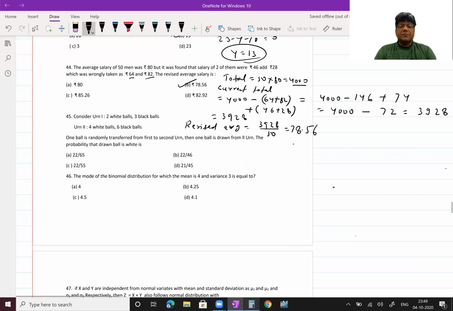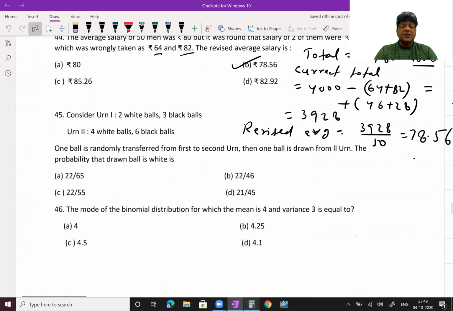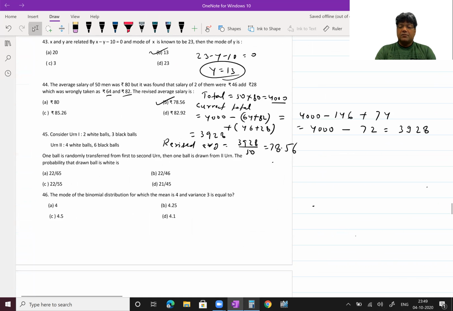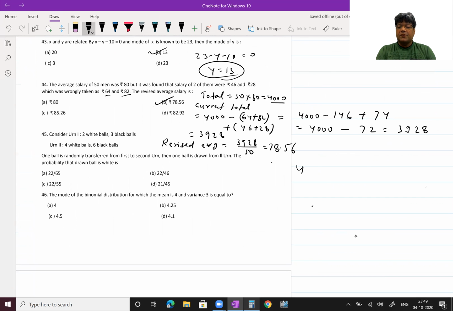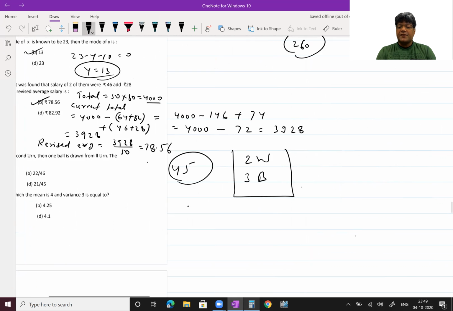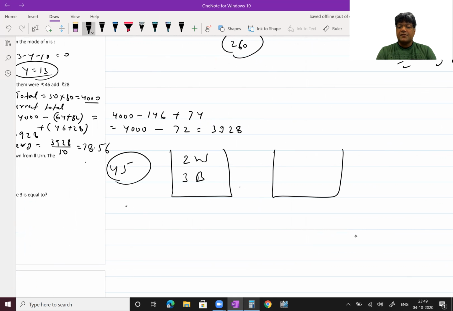Now, question number 45. Consider urn 1: 2 white balls, 3 black balls. The next urn has 4 white, 6 black.